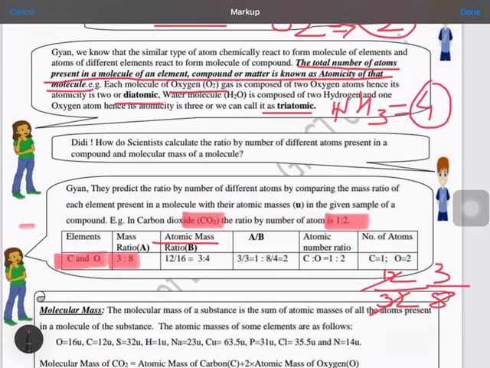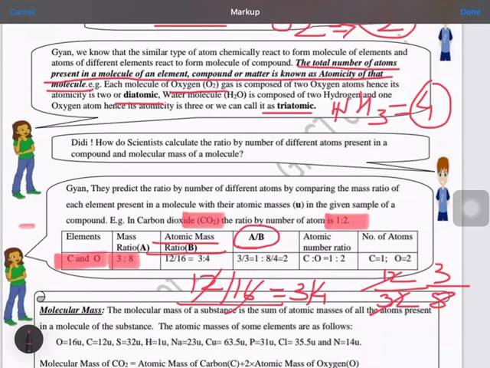Then the atomic mass ratio will be 12 upon 16, because we are only taking atomic mass, not the molecular mass. So for a single oxygen atom, it will come out to be 3:4.